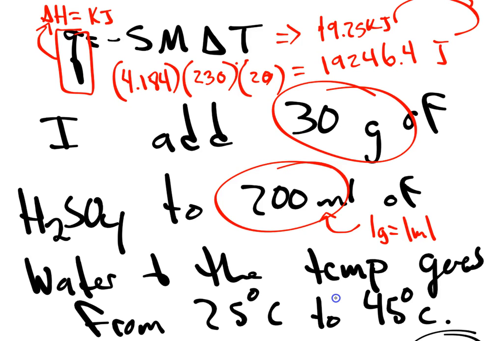Now, you don't actually have to know that anyway. As long as you know it got hotter, your math better be a negative number. If you know it got colder, your math better be a positive number. So I personally don't even put the negatives in until the end. I just look: did it get hotter or colder? All right. So 19.25 kilojoules. Are we okay with that? You want one more?